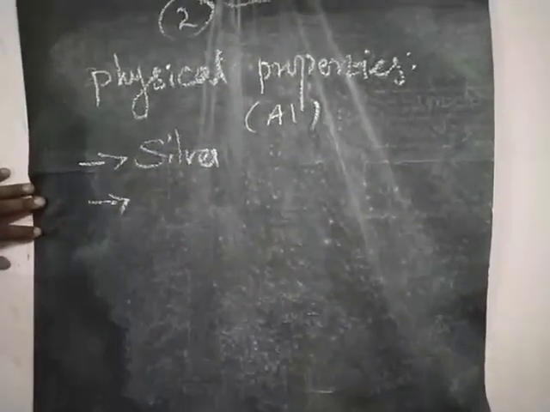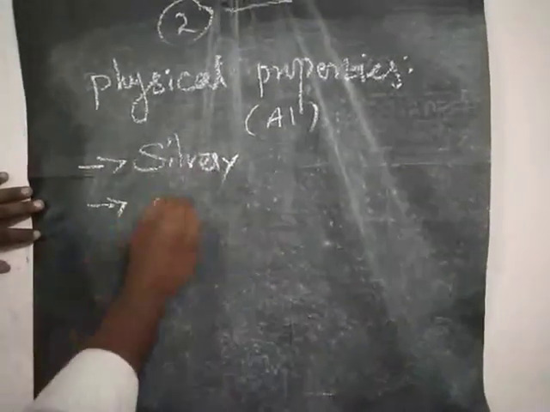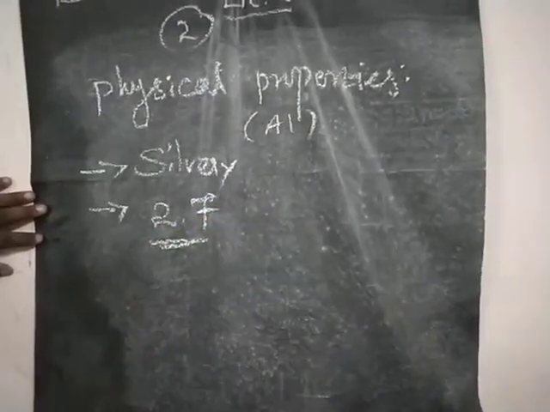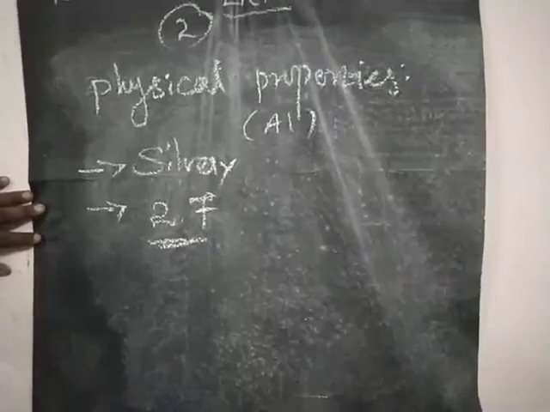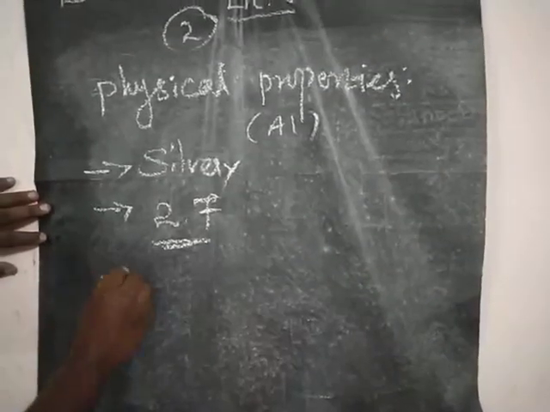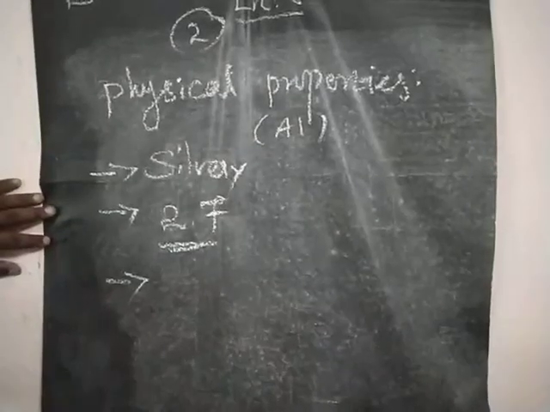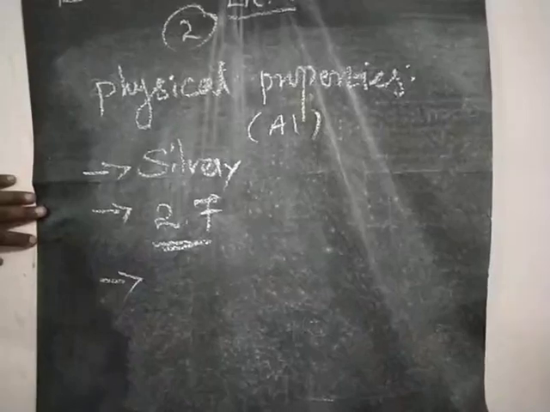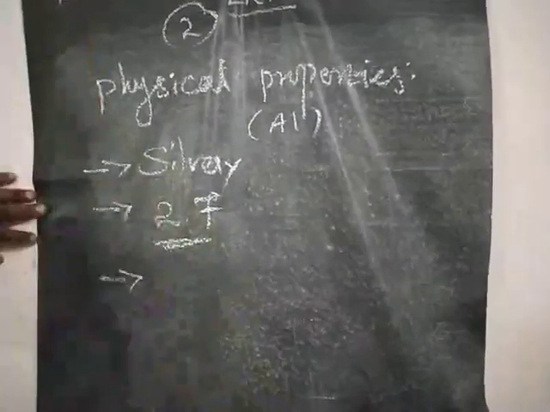Second point, it has low density, around 2.7. So when compared to other metals, it is lightweight. Third point, it is malleable and ductile, so we can change it either into wire form or into sheet form.